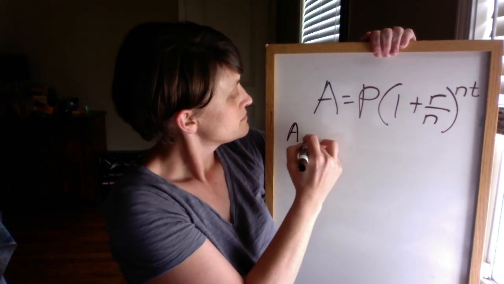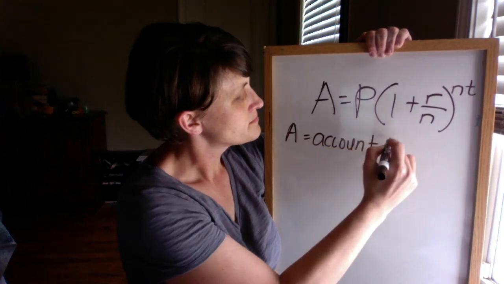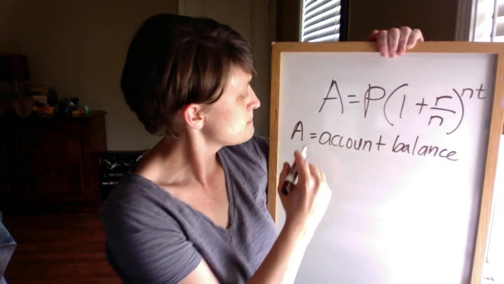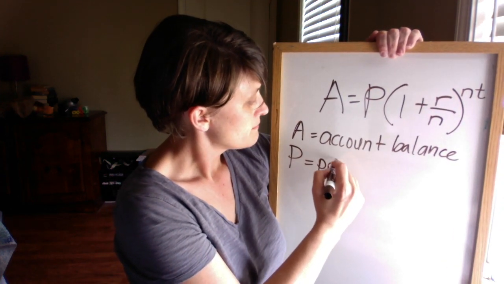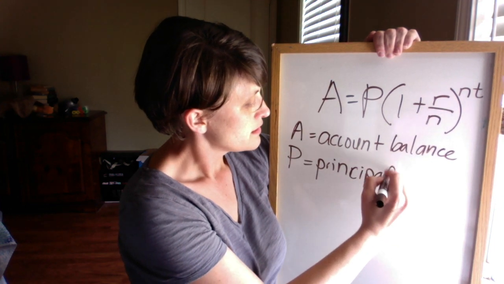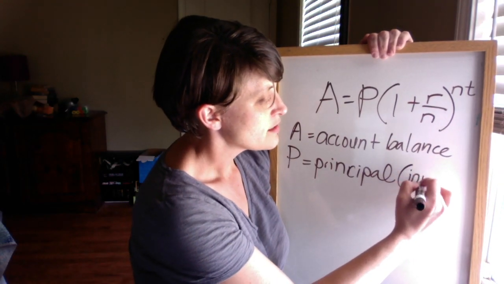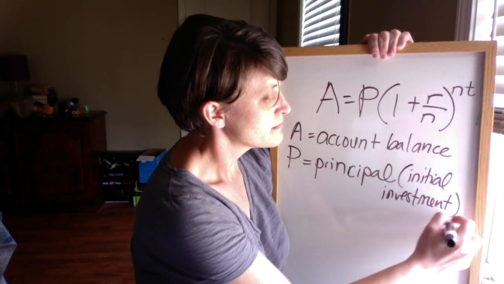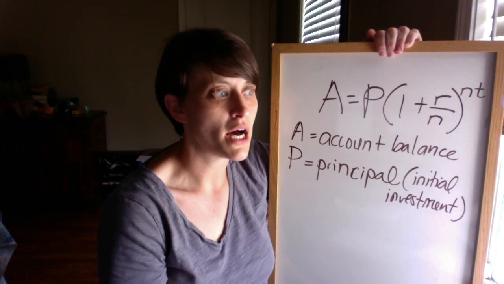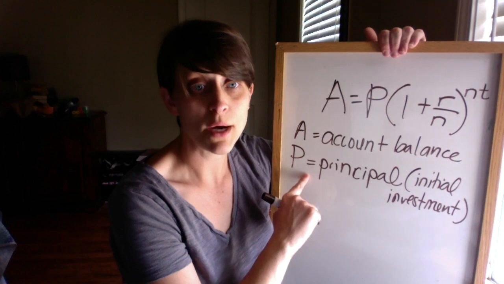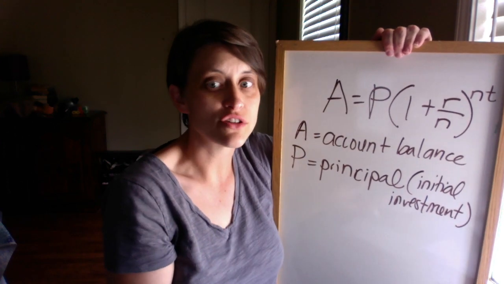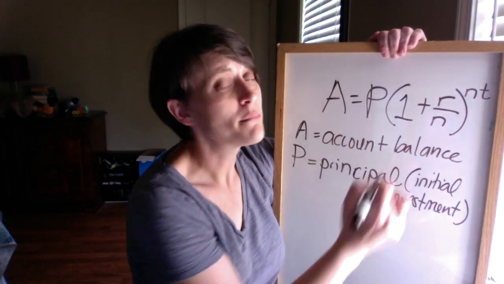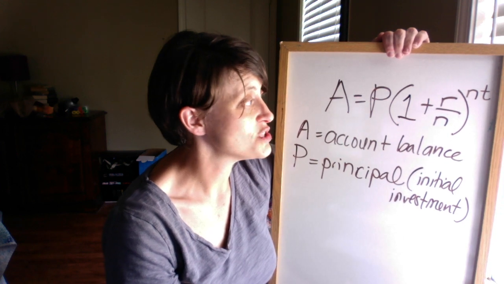So A is our account balance at any time t. P is our principal. That's our initial investment. Let's say we deposit $500 into an account. That would be our principal. If we want to know how much we have after 10 years, that would be our A, our account balance. Now this is actually the number 1, so don't do anything with it. There's nothing to do with it.